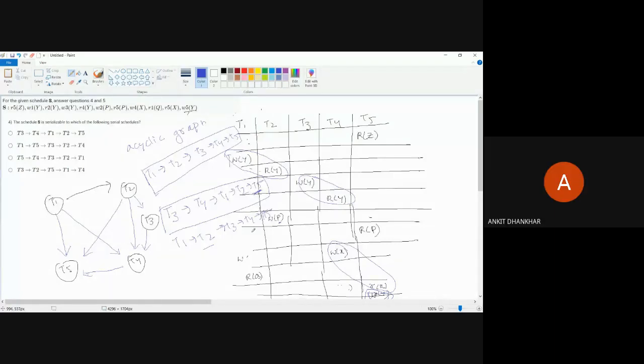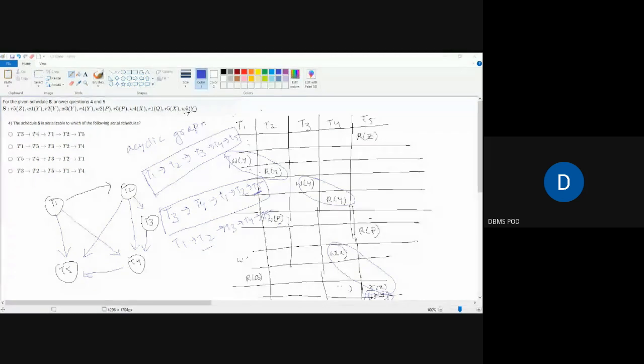Okay. So view serializable is clear for everyone. Now we'll see the locking protocol. That is very important for NTAM also.